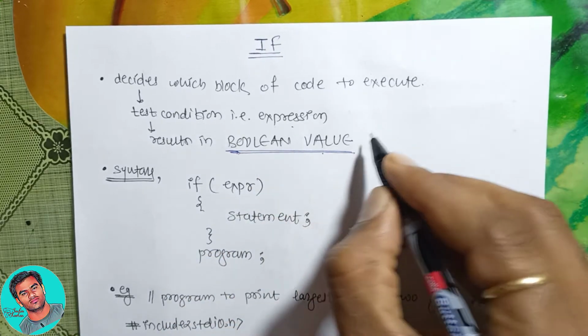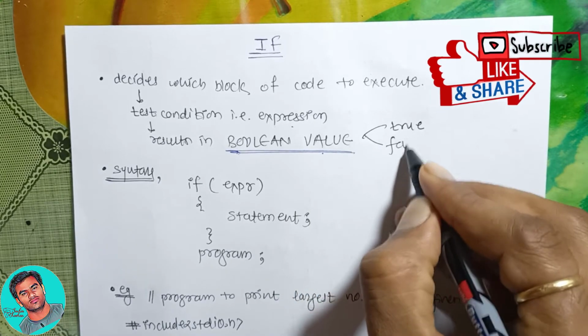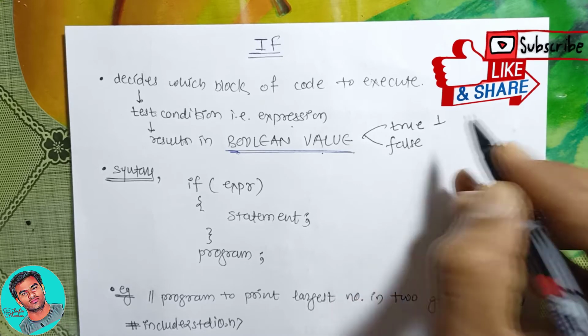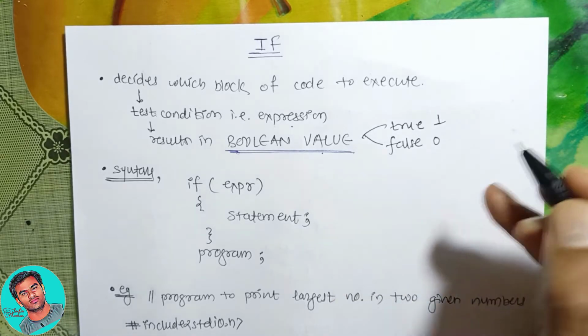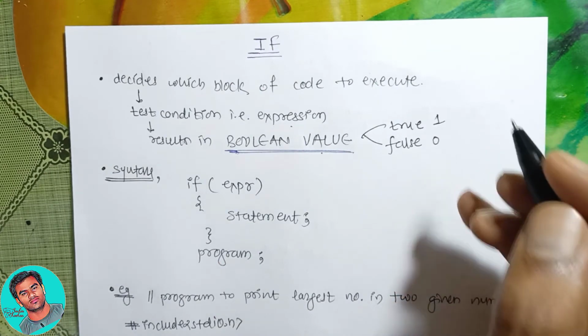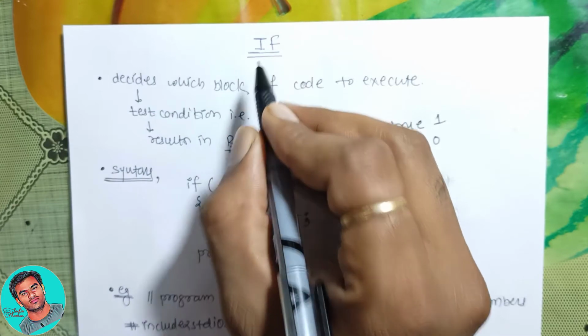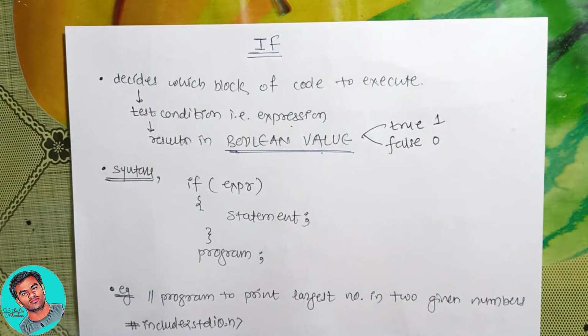a boolean value. And as you know, a boolean value is always in the form of true or false. True is represented by 1 and false by 0. That is called a boolean value or a binary value, as you know. So what exactly does the if statement do? The if statement executes a certain block.